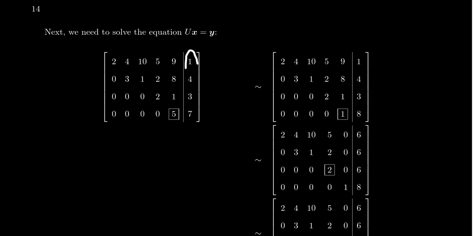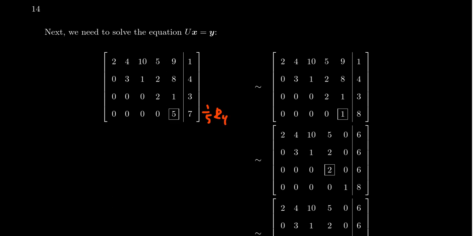So we're going to augment the vector y we found just a moment ago, 1, 4, 3, 7. And now we have to solve it with this echelon form matrix. This will be a little bit more difficult because our diagonal entries are not necessarily 1. Here's our pivots. So we're going to have to do some scaling as well as the row replacement. So the first thing to do is to divide the fourth row by 5.